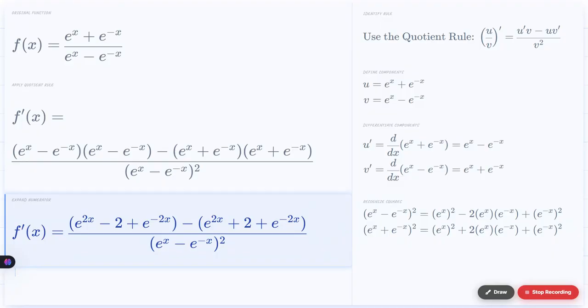We replace the parentheses with our new expanded terms. We do this to make the equation shorter. We subtract the second group of terms from the first group of terms.